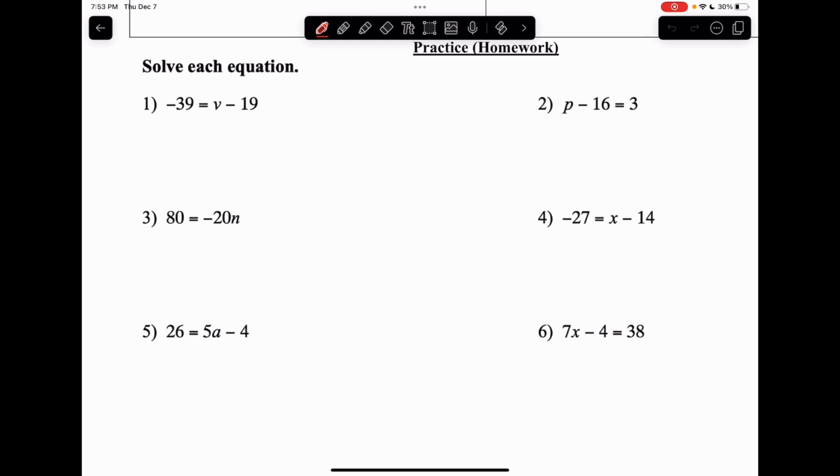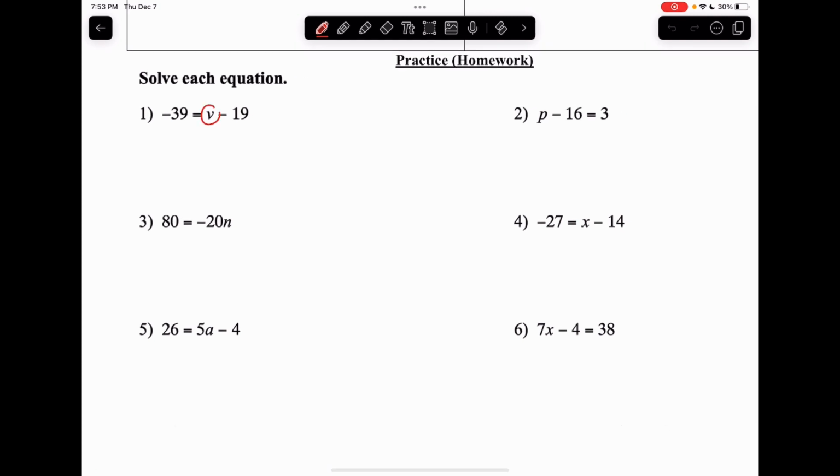Let's get started. When we solve an equation, we are trying to get the variable all by itself. So we start by drawing a line at our equal. And I have to assess what is happening. So the 19 is being subtracted so that I can figure out the opposite operation. So the opposite of subtracting 19 would be adding 19. So if I add 19 to each side, I will get that v is equal to negative 20.